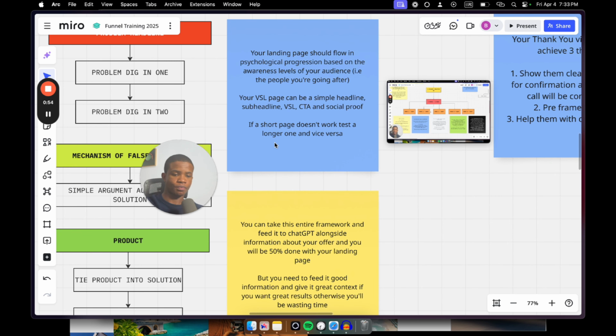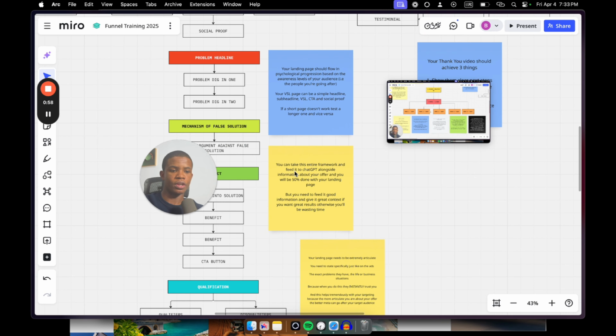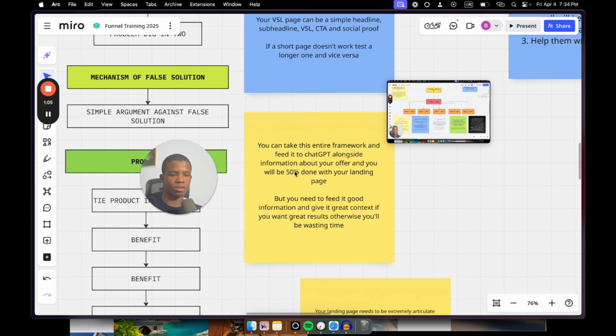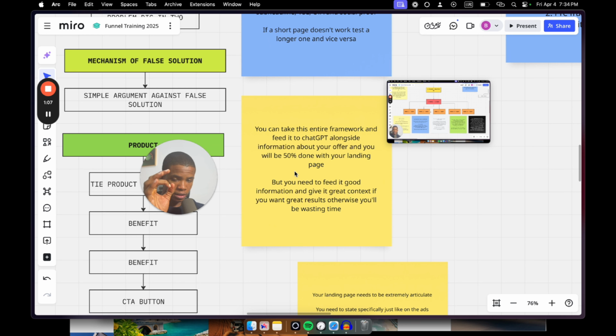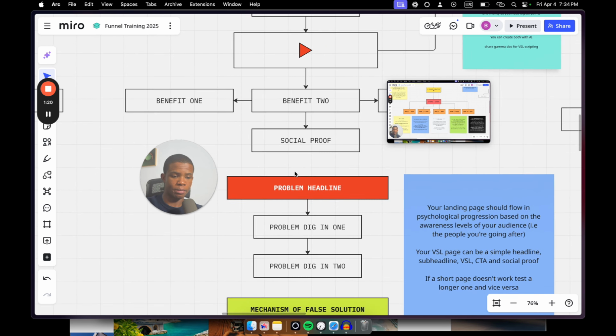Anyways, you can take this entire framework that we have here, and literally you can drip feed it into ChatGPT alongside the information about your offer, and you'll be literally 50% done with your landing page. It's actually crazy. But the caveat is that you need to give it good information and great context, because if you want to get great results, you need to give good context, otherwise you're just going to be wasting a lot of time, to be honest with you. A ton of time, my friends.